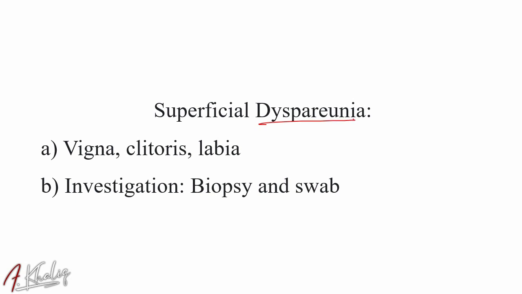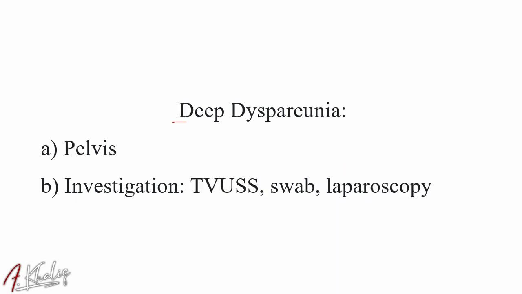Dyspareunia is the pain during intercourse, and the superficial dyspareunia is related to the vagina, clitoris, or the labia. And for the investigation, you will go for the biopsy and swab. While in deep dyspareunia, the causes are mostly related to the pelvis, and for the investigation, you're going for the transvaginal ultrasonography, swab, and laparoscopy.